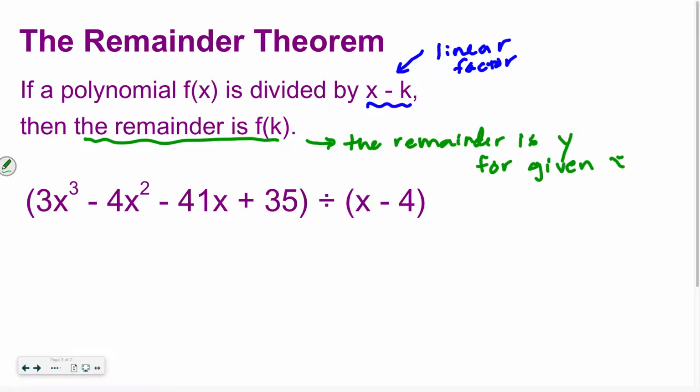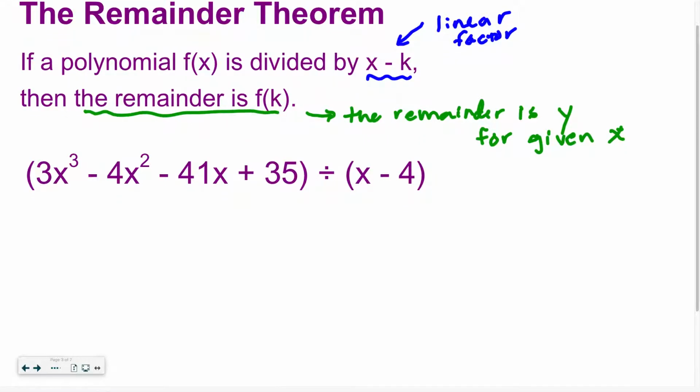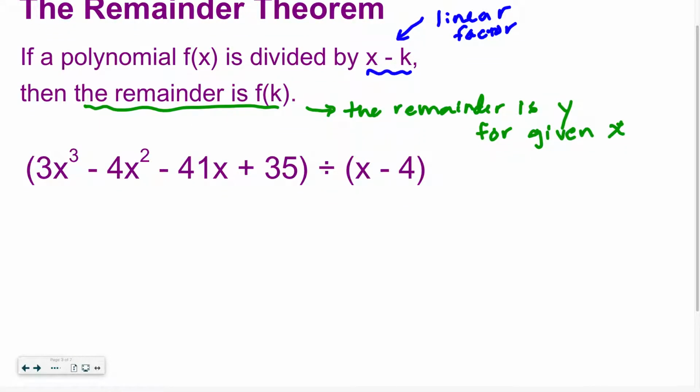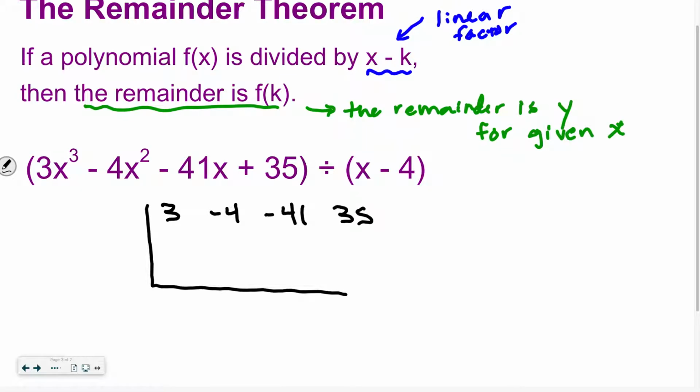Okay, let's do that. We'd probably choose to do this one by synthetic, right? Because it's a linear factor. That would be quickest. So I have no missing terms to worry about. I'm going to drop in my coefficients, 3, -4, -41, and 35. And if we're dividing by the linear factor x minus 4, what do I put on the outside of synthetic? A positive 4.